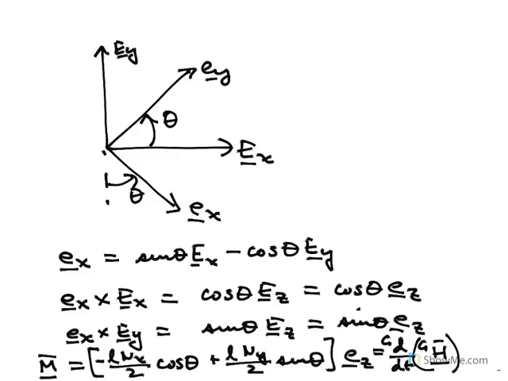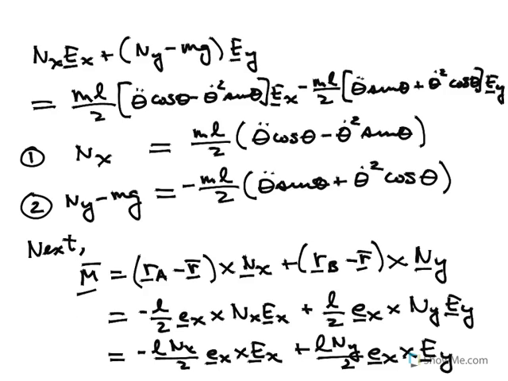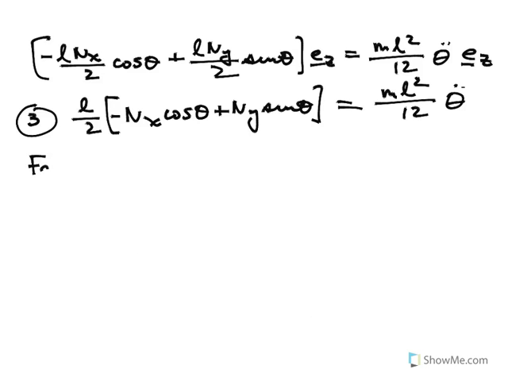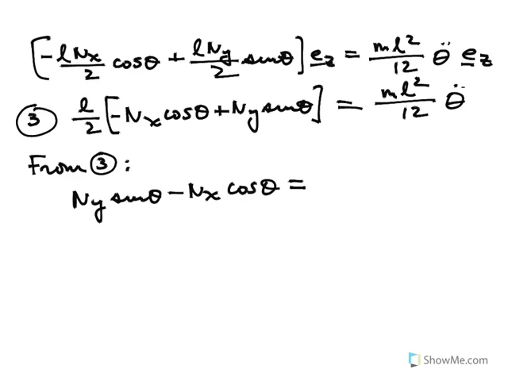So if you look at the previous two equations, you'll see I had these two. So what you can actually do is from 3, you can simplify and get the following. You get n sub y times the sine of theta minus n sub x times the cosine of theta is equal to ml over 6 theta double dot. So now what we can do is we can take 1 and 2. So look at what happens.